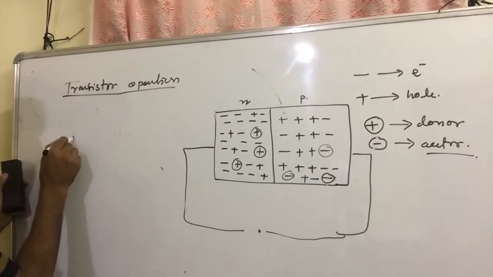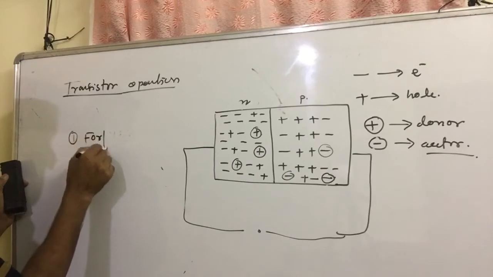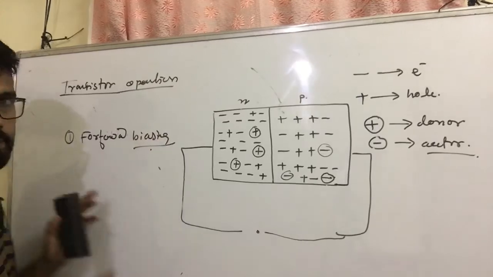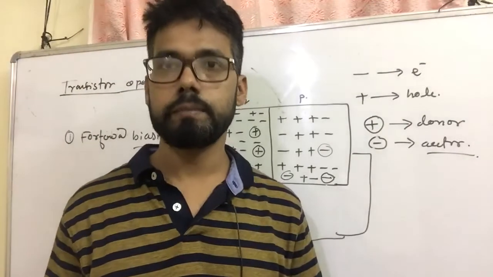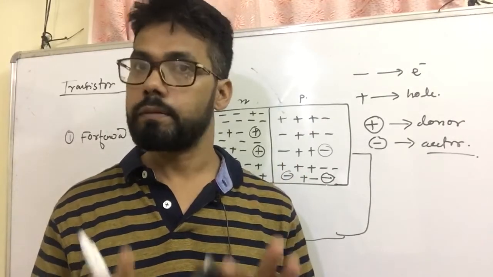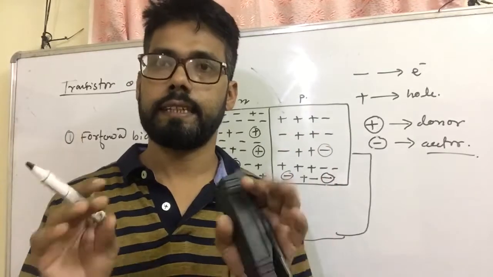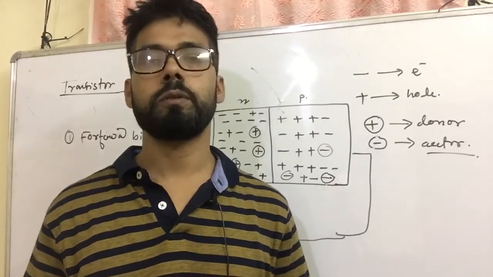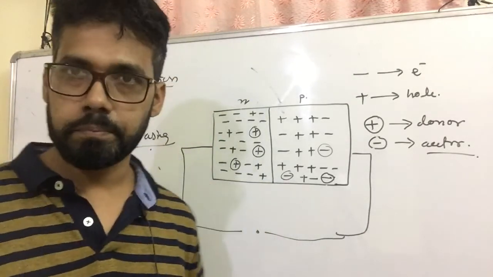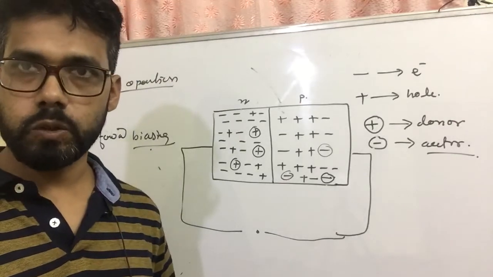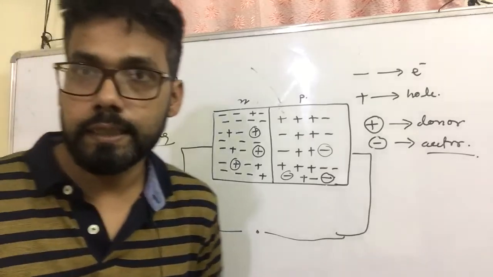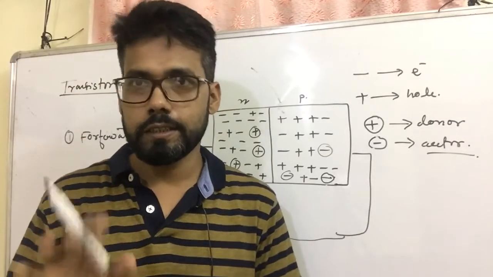Now I am going to condition 1. Condition 1, forward biasing. And I will tell you what biasing voltage is. Biasing voltage means voltage applied on a device to analyze the behavior or the response of the device. For example, if you want to operate your laptop, you have to connect the laptop with current or any battery source. Then you can operate the laptop and check its performance, whether its working condition is good or not.